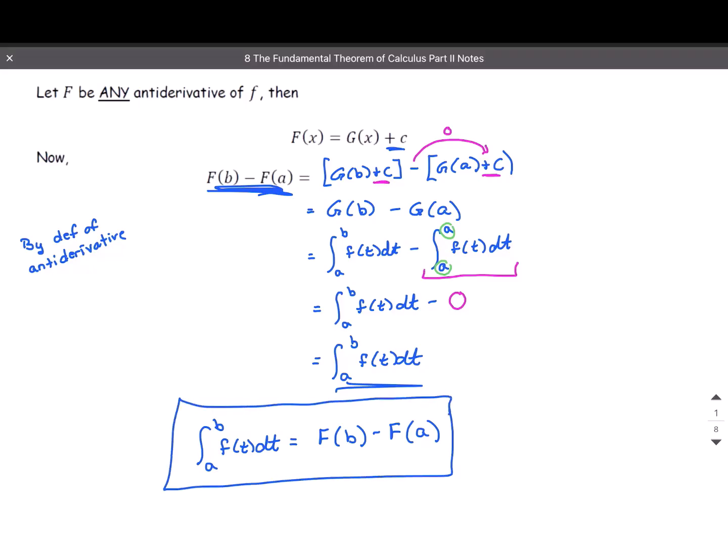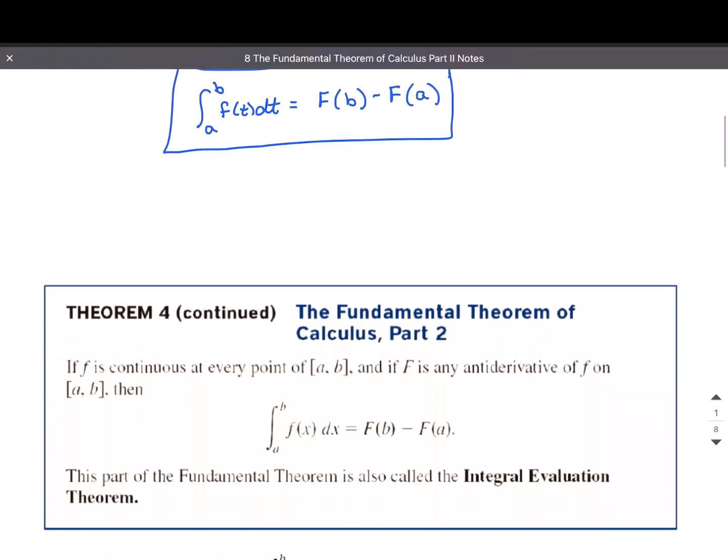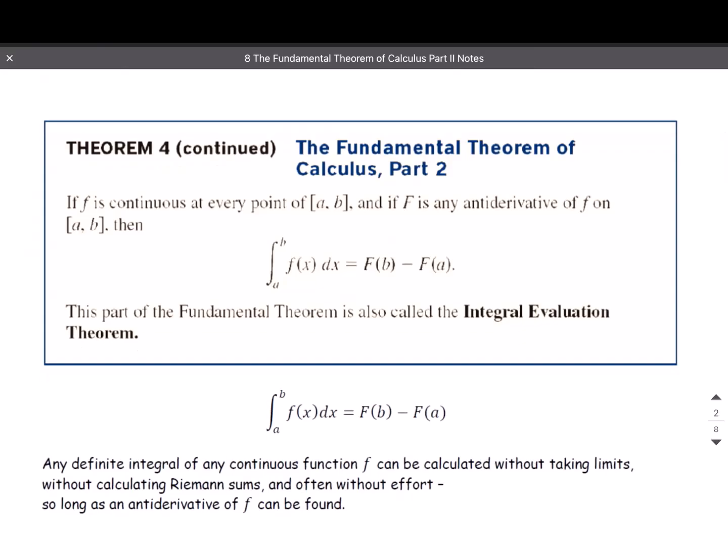And that is the Fundamental Theorem of Calculus Part 2. So if f is continuous at every point in the closed interval from a to b, so it has to be continuous. Continuity is so important. And if F is an antiderivative of the function little f on that closed interval, then the integral from a to b of f of x dx is the antiderivative evaluated at b minus the antiderivative evaluated at a. And this part of the fundamental theorem is also called the integral evaluation theorem.